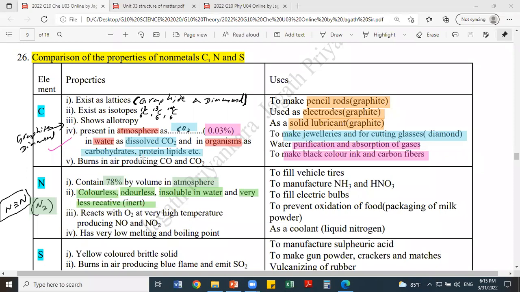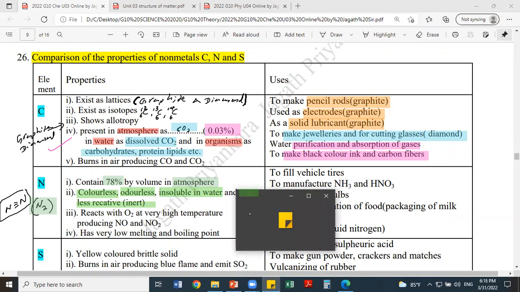Nitrogen is available in living molecules or biomolecules, for example proteins and amino acids. Nitrogen is present in nucleic acids, DNA and RNA, and nitrogen is also present in the soil as nitrate. So nitrogen is very important, right? Nitrogen is everywhere: in the atmosphere, in plants, in animals, and in the soil. You can write this down if you want. I'll give a summary also later.